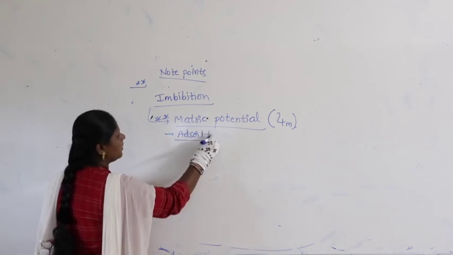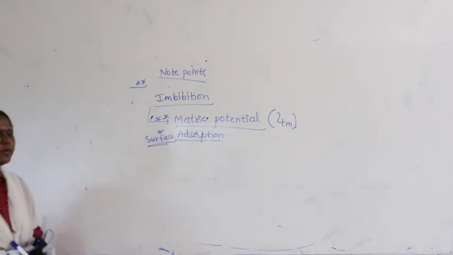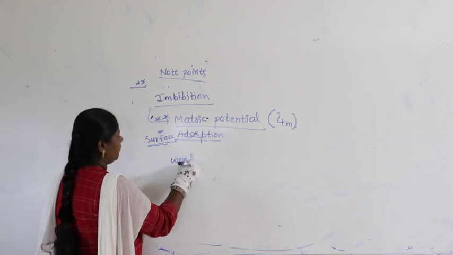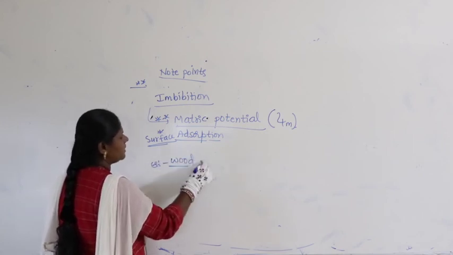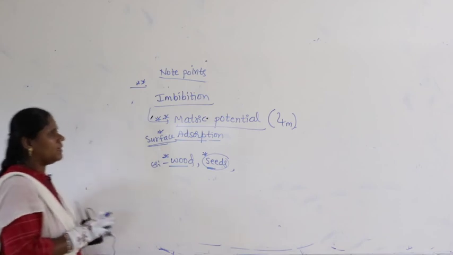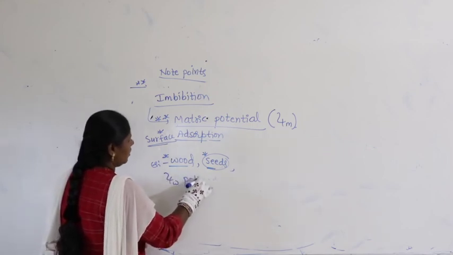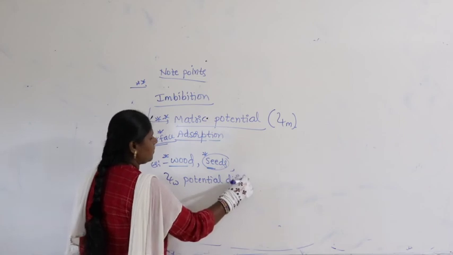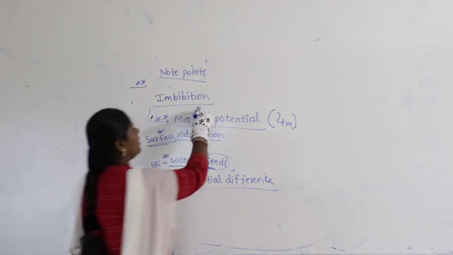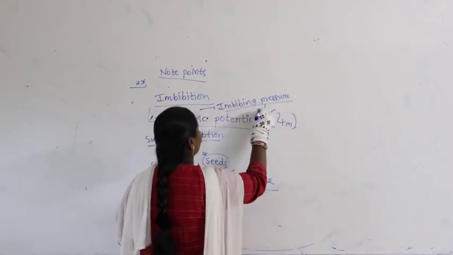So it depends upon absorption, but you can write down that it depends upon the concept called surface adsorption. It depends upon the concept called what? Surface adsorption. If you take wood, for example, or seeds, and all the examples we study, of course we find a water potential difference, no doubt. But that water potential difference, or here we say the imbibing pressure, itself is referred to as matrix potential.